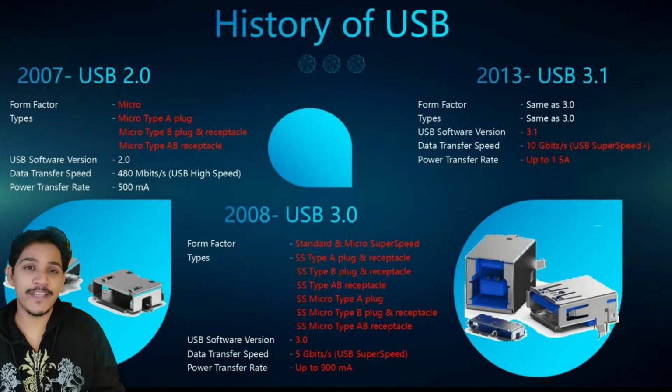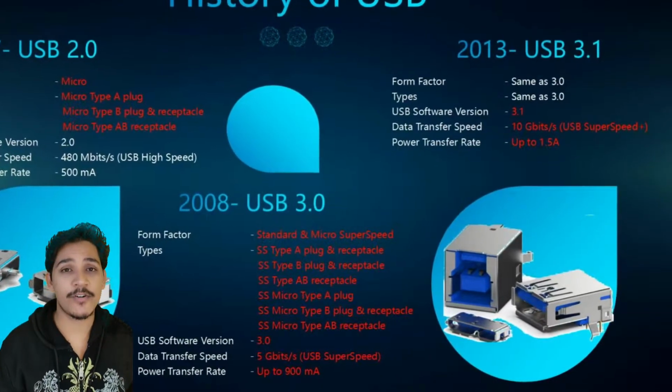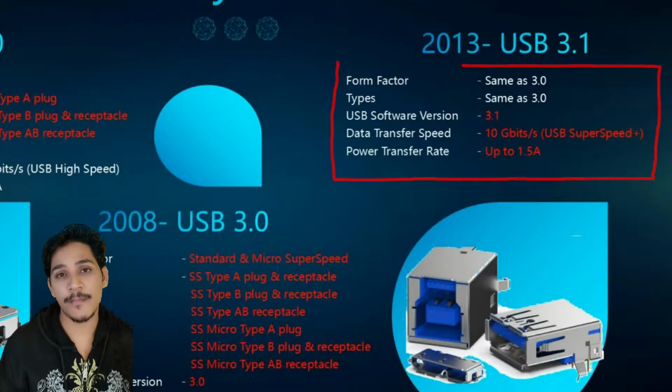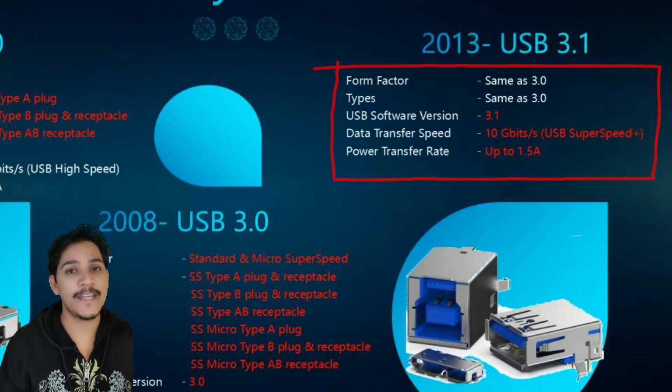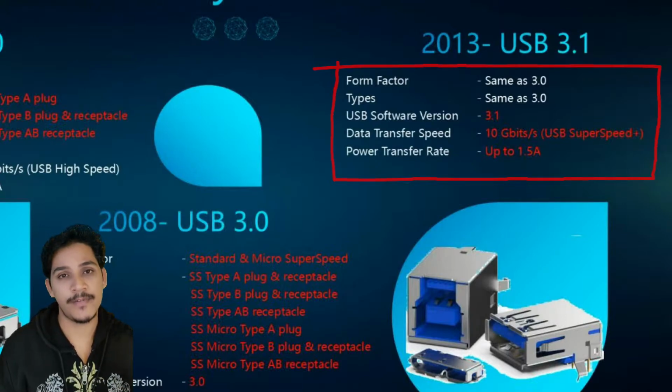Again, after a 5 year gap, in the year 2013, there was another USB version launched, and it was called USB 3.1. And here the USB transmission speed was upgraded from 3 gigabits per second to 10 gigabits per second. And the power rating was also improved from 900 milliamp to 1.5 amps.